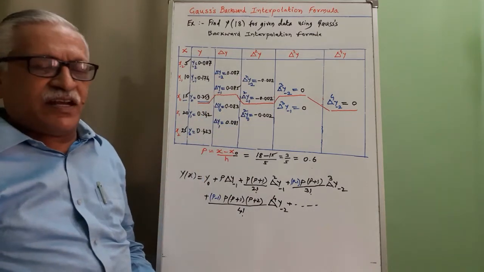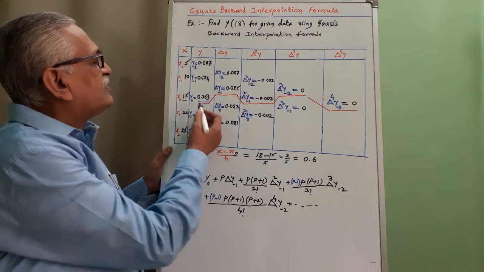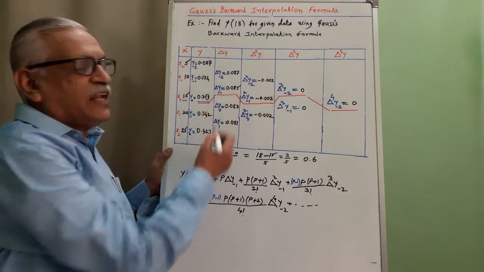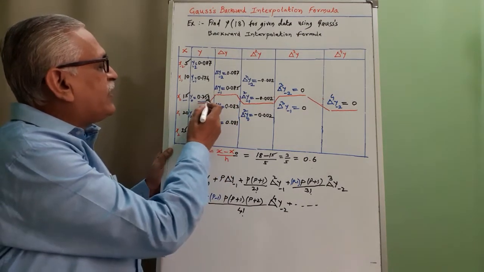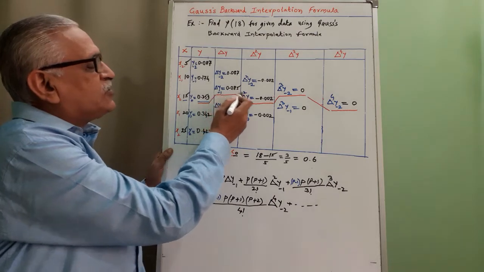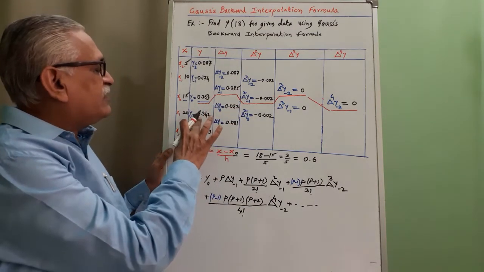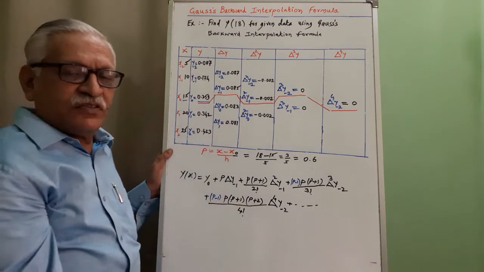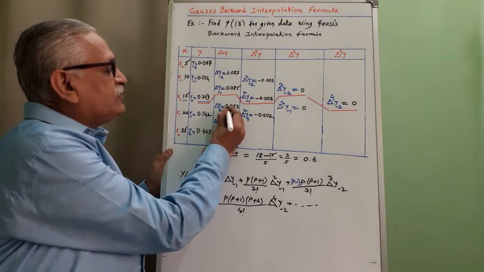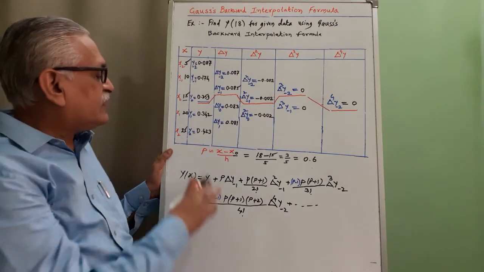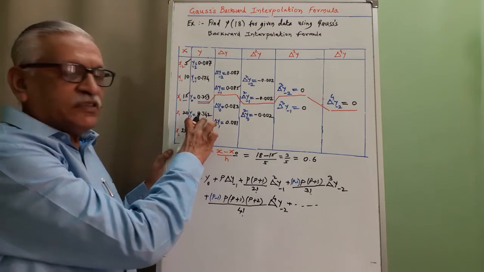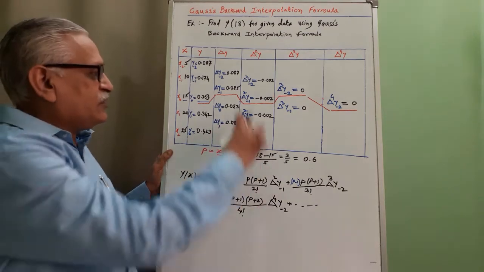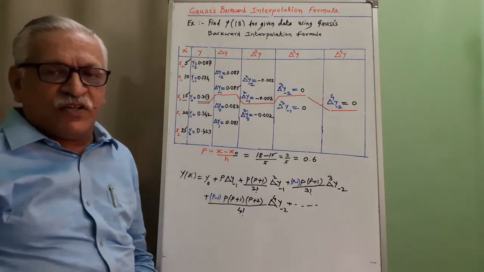Already I have performed that calculation. Then y0 minus y1 is nothing but delta y minus 1: 0.259 minus 0.174 is 0.085. Then 0.342 minus 0.259 is delta y0, and that value is 0.083. 0.423 minus 0.342 is delta y1, 0.081. Therefore, these are the values of the first forward differences.